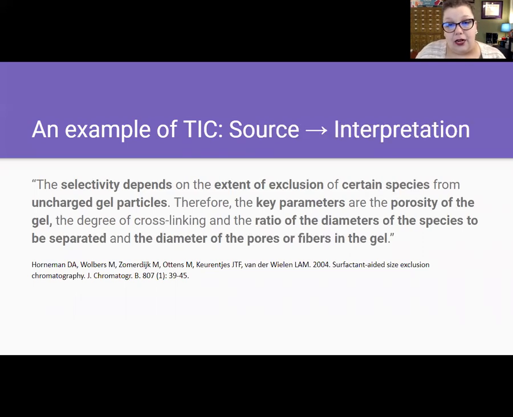You can take apart these instances of scientific jargon, such as certain species, the diameter of the pores or fibers in the gel, or the uncharged gel particles. These would all be examples of things that I, as a layperson, may not entirely understand, but you, as a science student, could translate or interpret for me.